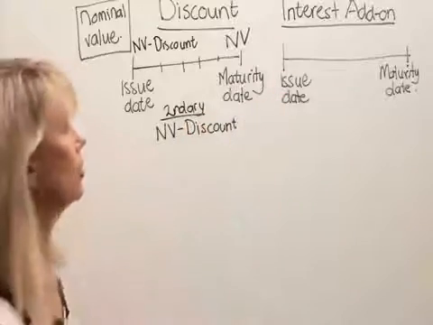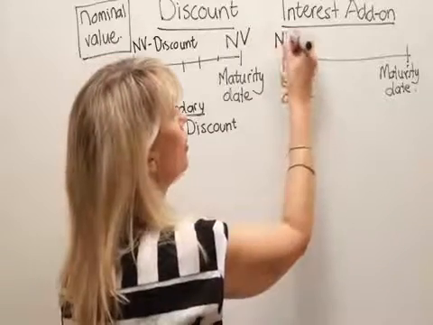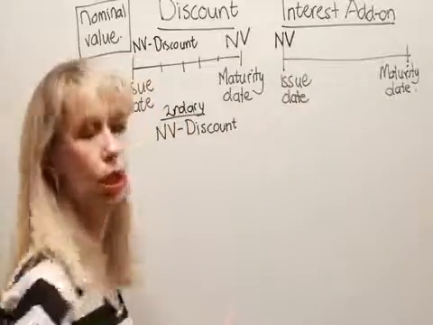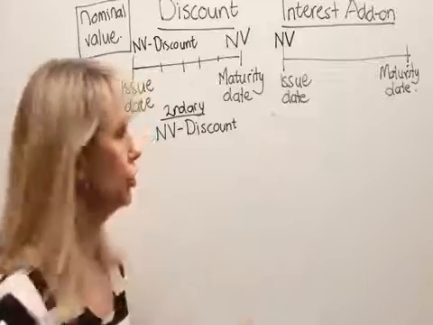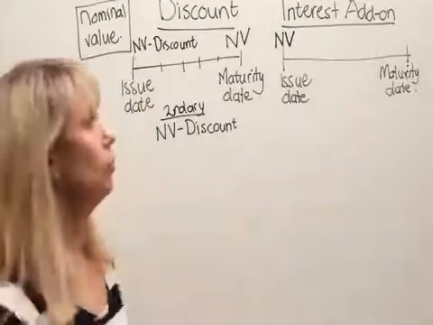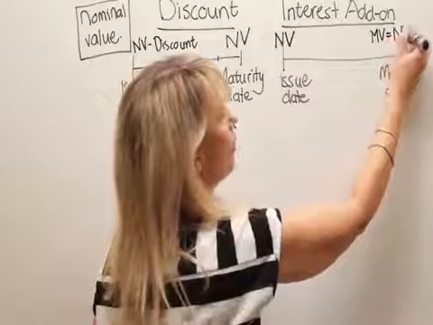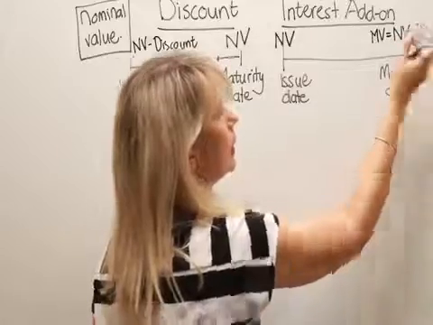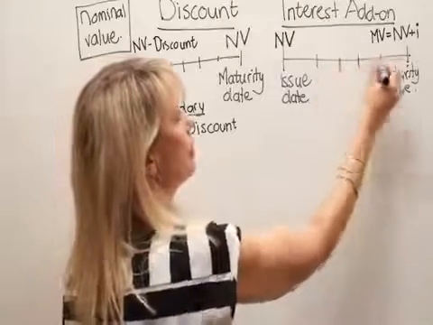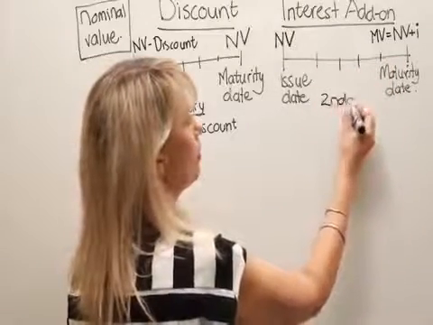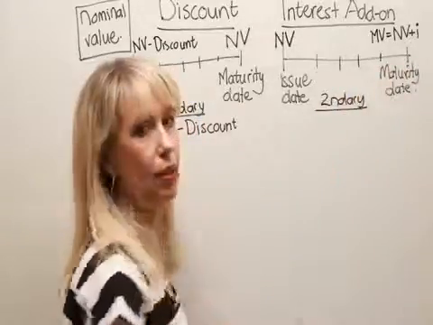Now let's look at an interest add-on instrument. With an interest add-on instrument, the nominal value will be the price at which it is issued. So that will be the amount that the issuer will receive on the issue date. And then on the maturity date, the maturity value is going to be equal to the nominal value plus interest. Now if this instrument trades in the secondary market, it's going to trade at an amount that will be less than the maturity value.